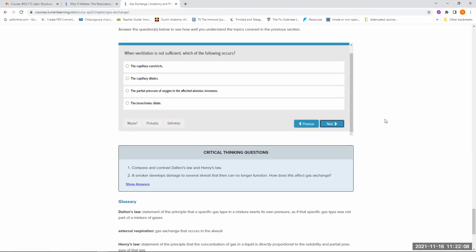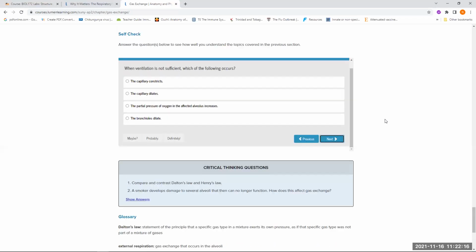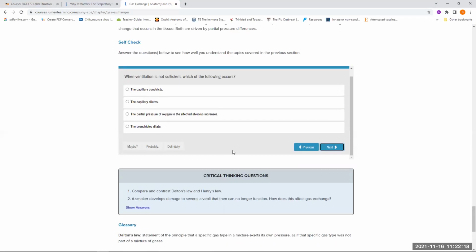When ventilation is not sufficient, which of the following occurs? Well, this is actually not on the syllabus for us, but let's see if we could figure it out. Ventilation, so in other words, the movement of the oxygen, what you're bringing into your lungs is not enough. The amount that is going to your blood is not enough. What would happen?